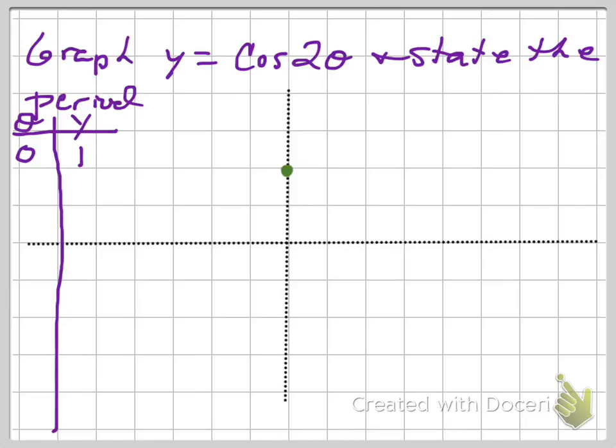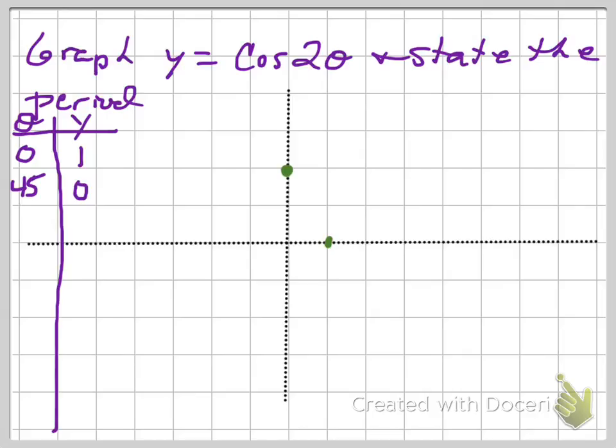Now we move to 45 degrees. First thing we do is multiply it by 2. 45 times 2 is 90. Then we take the cosine of 90. What is the cosine of 90 degrees? 0. So at 45, we are at 0. Just making an XY table, kids.